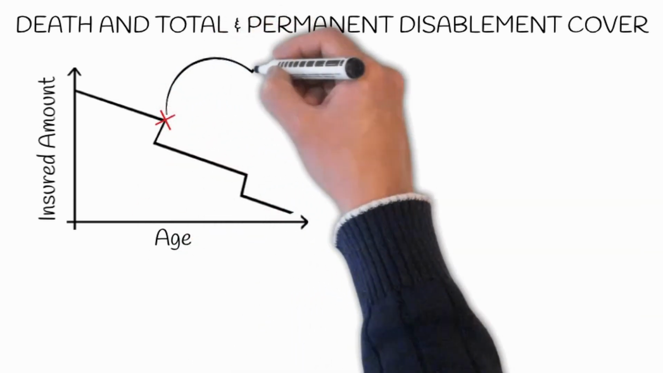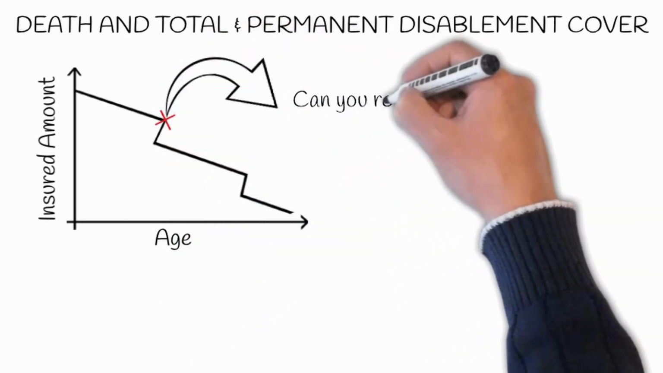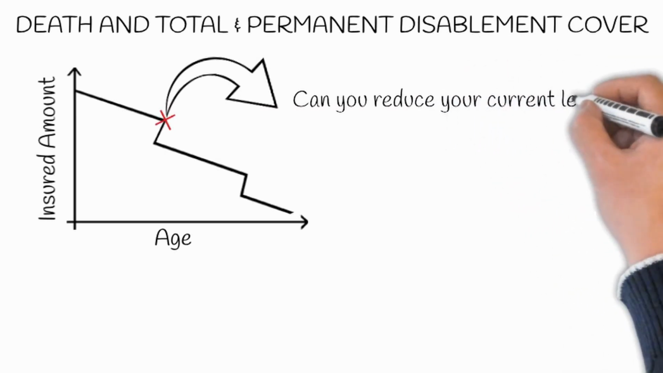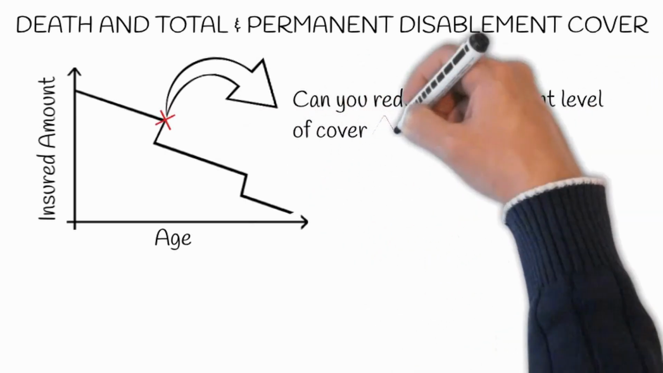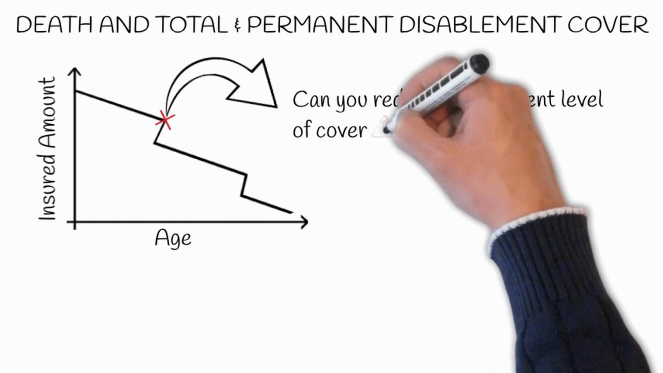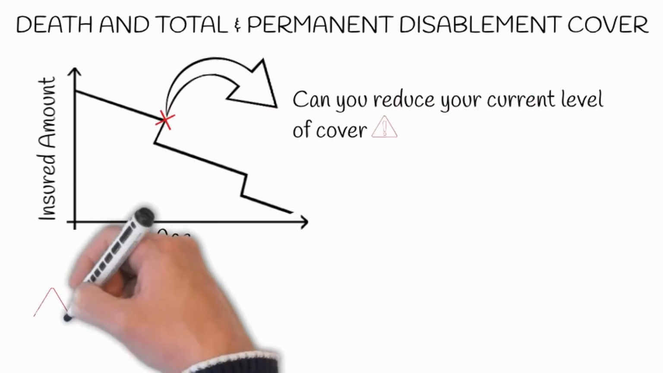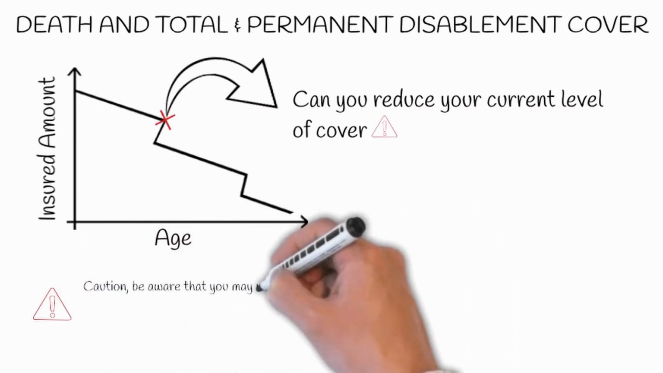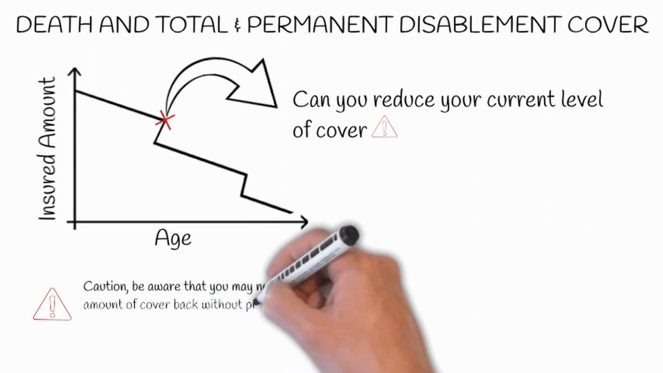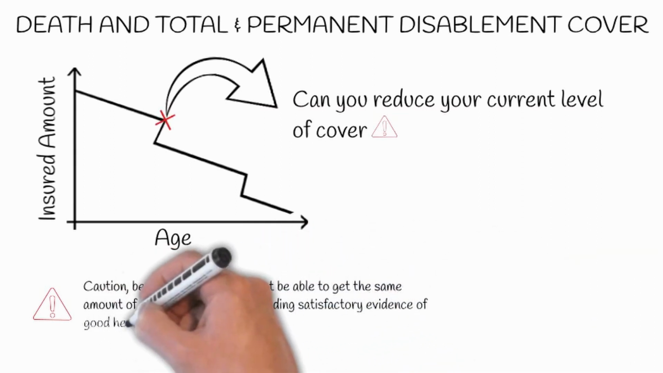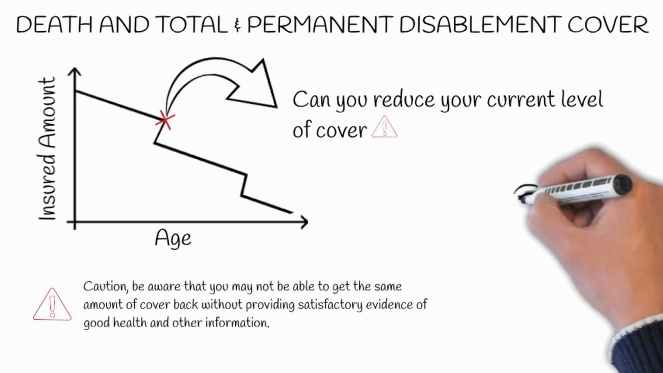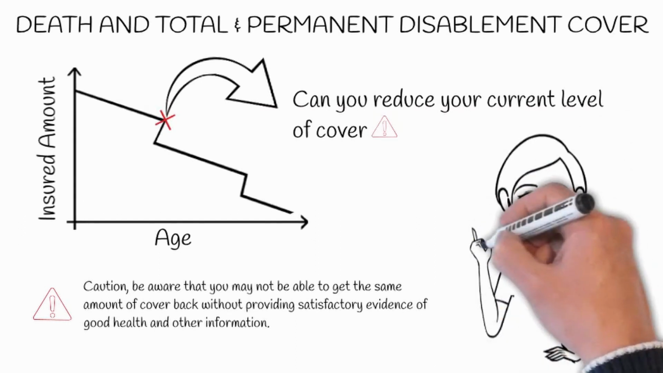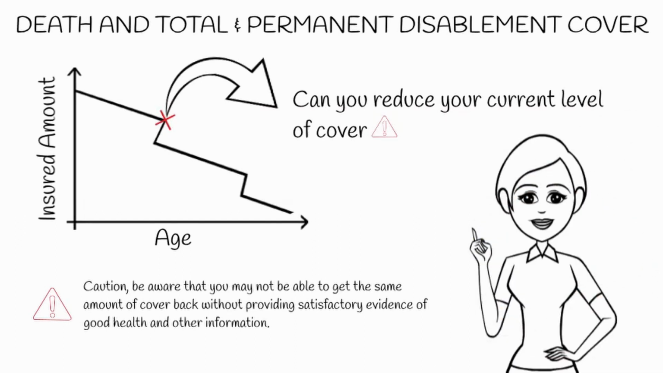Therefore, you should consider if your cover is right for you. You may need more or less depending on your financial circumstances. If you're in a good financial position, then you may not need the amount of cover you're insured for. You should be aware though that this can be a tricky approach, particularly if you're not in good health, as you may need satisfactory evidence of good health before the insurer can provide you with the same level of cover you once had. If you're not in good shape health-wise, then special conditions may be applied to your cover if you want to reinstate the same level at a later date.